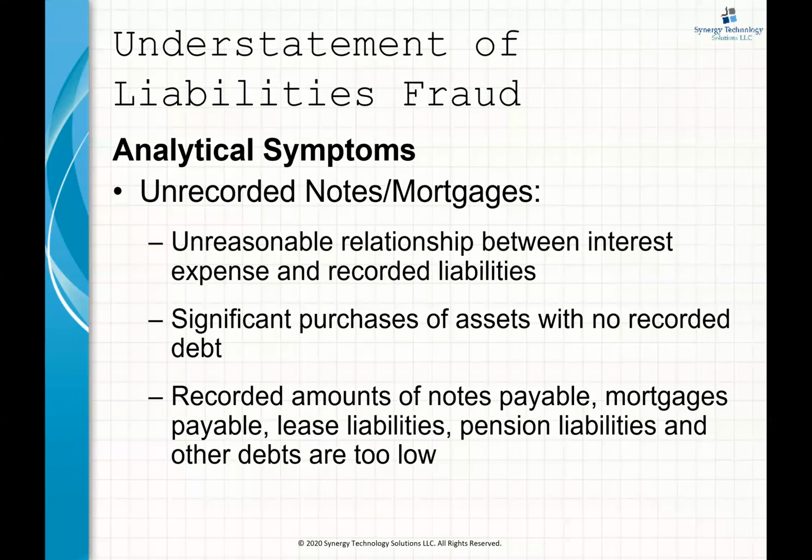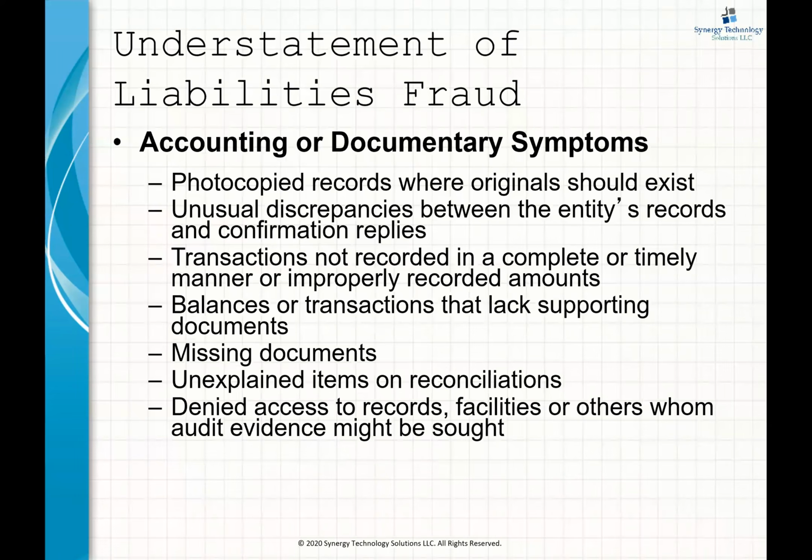Under-recorded notes and mortgages: unreasonable relationship between interest expense and recorded liabilities, significant purchases of assets with no recorded debt, recorded amounts of notes payable, mortgage payable, lease liabilities, pension liabilities are too low. Now, these are symptoms you have to think about and consider overall. If these symptoms are available, do you have enough information? There are 6 symptoms; put them together and see if a picture comes out.